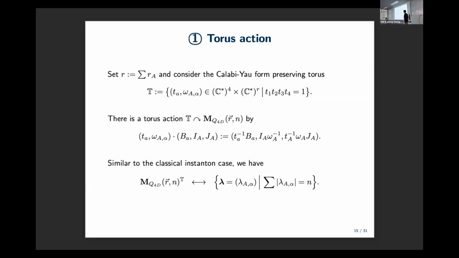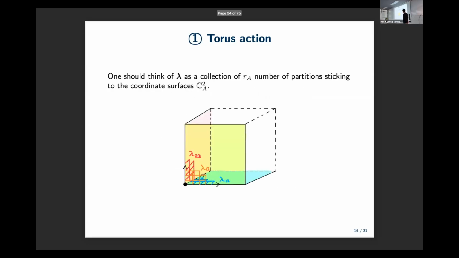And then again, we have a correspondence between the fixed points under this action and the tuple of lambdas. The only difference is that we should consider these tuples of partitions as if they are sticking to the surface they come from. For example, this lambda 2, 3 should be thought of as sticking to this coordinate surface, generated by the second and third coordinates, and so on for the others. Okay. So the fixed locus description is very similar. It's just that we need to think of them together with the surface.